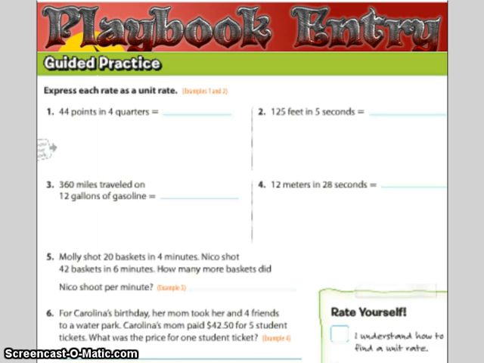So now I want you to take a moment to just practice these problems here. I only want you to do 1, 2, 3, and 4. Don't do 5 and 6. So take a few moments, pause the video, and go ahead and set up the problems. Remember, only do 1, 2, 3, and 4.